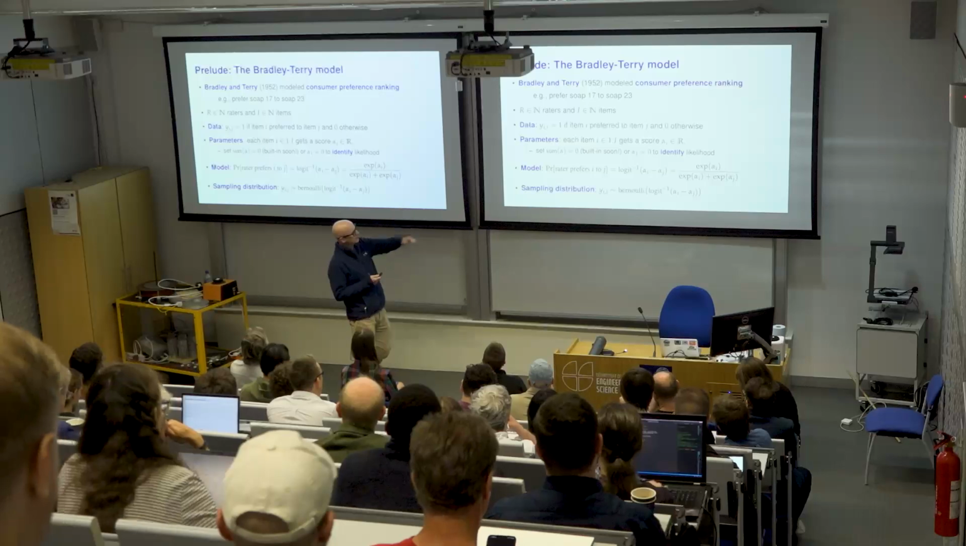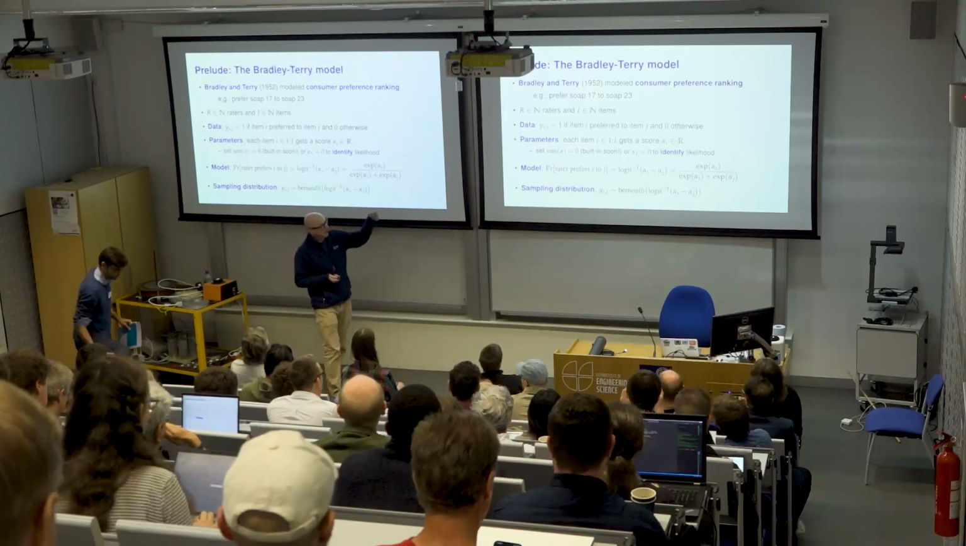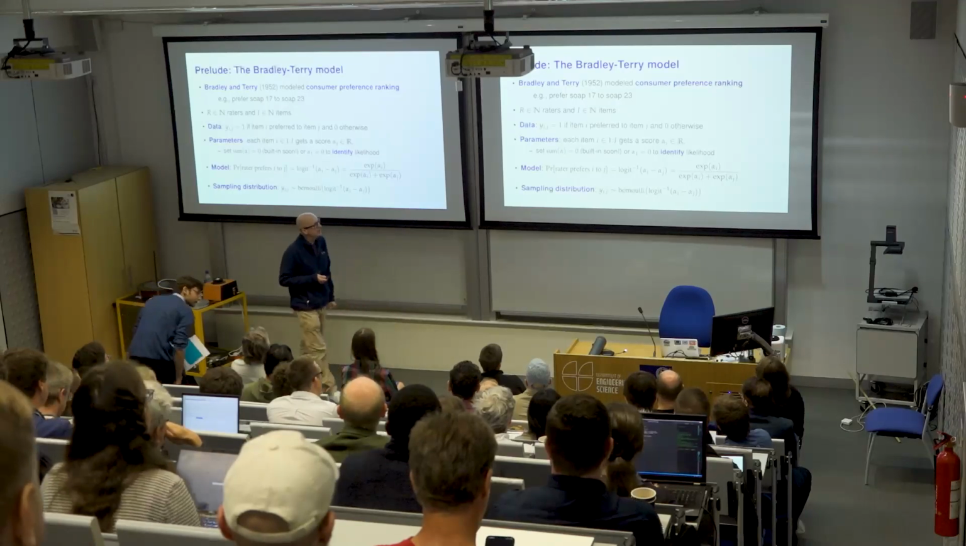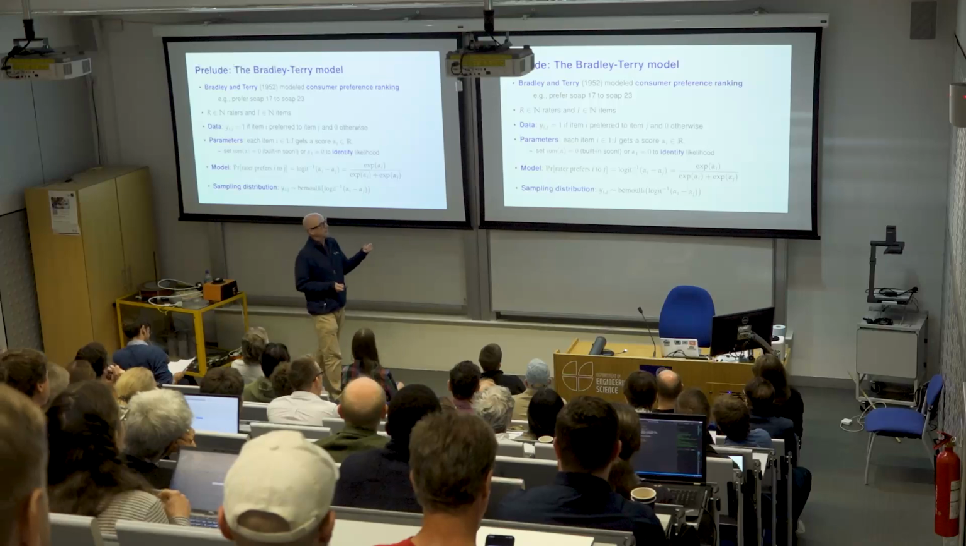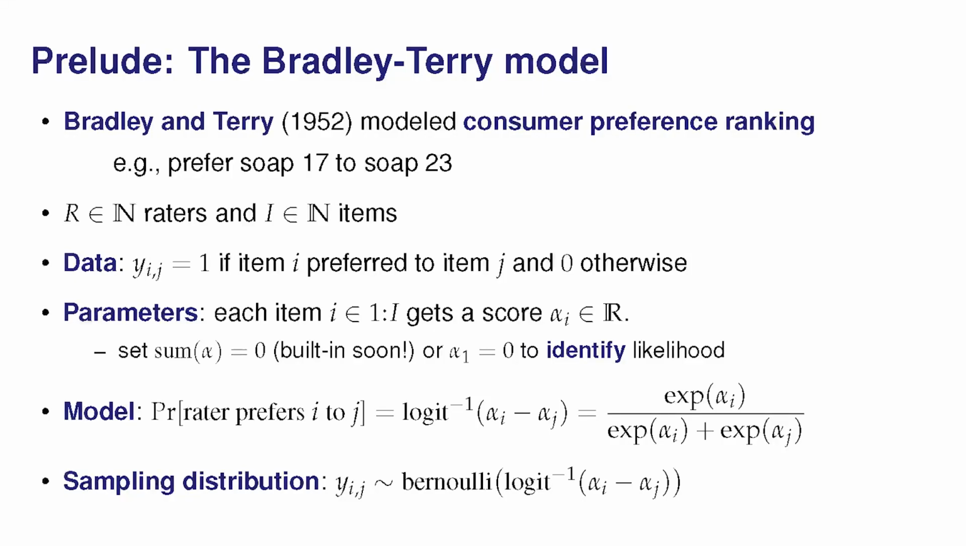So you've got a bunch of raters, you have a bunch of items. You ask people, which one do you prefer? Y_ij is going to be equal to 1 if item i is preferred to item j. Then for each item that you're considering, it gets a value, just a parameter alpha. That's not going to be identifiable as it is, so we either need to set the sum of those to be equal to 0, or we have to have alpha_1 equal to 0 to identify this.